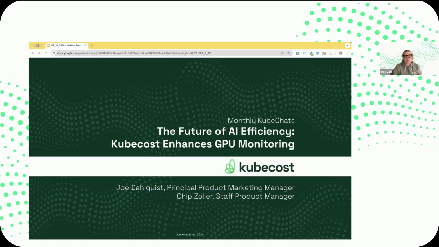Today, we will be covering the future of AI efficiency. Kubecost enhances GPU monitoring. So we'll be digging into lots of details about GPU monitoring in general, but then also some fun features that we're releasing to support this.